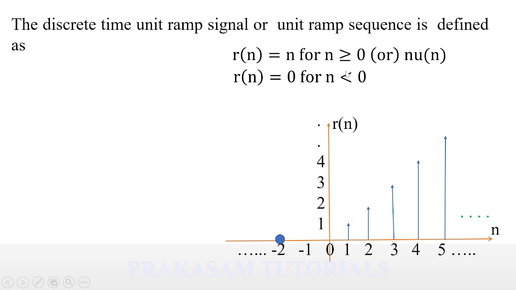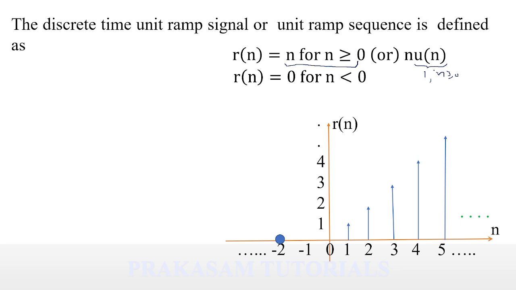So R of n is equal to n for n greater than or equal to 0. This is also written as n into u of n, where u of n is a unit step sequence. According to the definition of the unit step sequence, u of n is equal to 1 for n greater than or equal to 0.